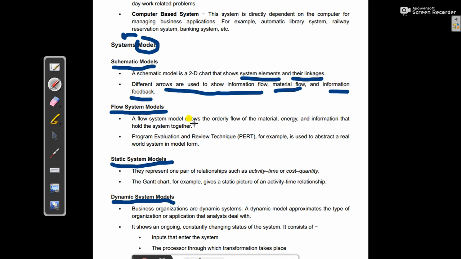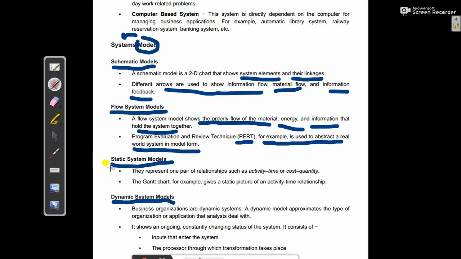So it shows the orderly flow of material, energy and information that holds the system together. One example is PERT, Program Evaluation and Review Technique, which is used to abstract a real world system in model form. Okay. Next one is the static system model.